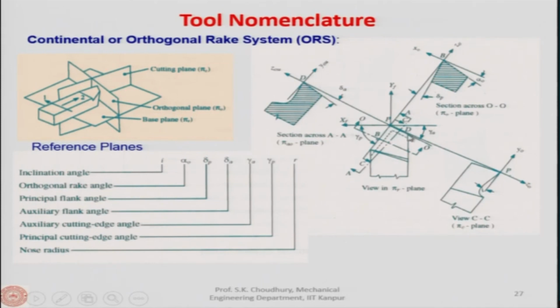Auxiliary cutting edge is here PD, and perpendicular to that is the AA. All right. So, this is the auxiliary flank angle. So, these two angles, principal flank angle and auxiliary flank angle, they actually define the inclination of the flank face. And then we have the principal cutting edge angle. Principal cutting edge angle is with respect to the principal cutting edge and the x axis.